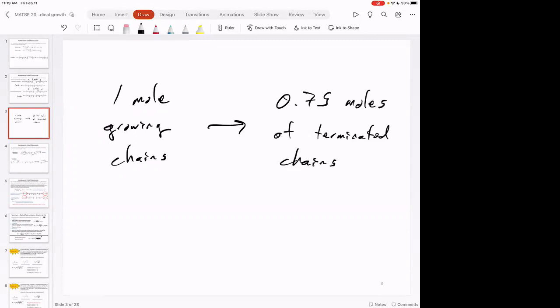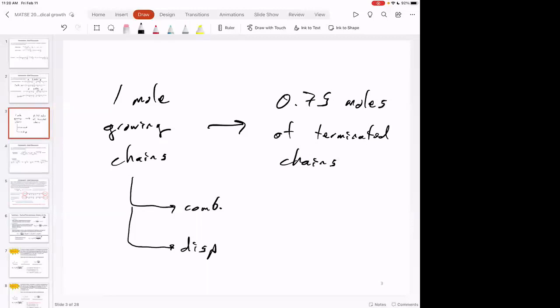At the end. So how many moles of this go by combination? And how many moles of this go by disproportionation? There's various ways you can do this. The easiest way is to do it by inspection. We could start with all combination. If I have 1 mole of growing chains and I get all combination, I'm going to have how many moles of terminated chains? 0.5, right? Because I take a half mole on the right, a half mole on the left, and I combine them and it's a half mole of dead chains.